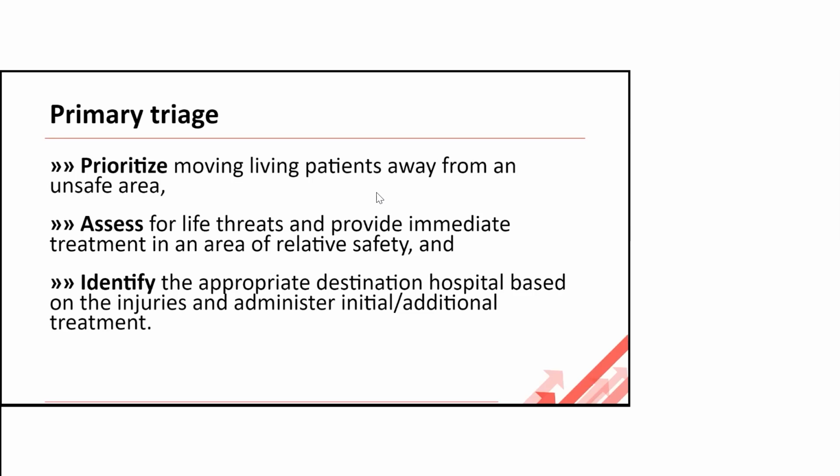And again, remember, as I mentioned, the third part, the most important part of triage beyond prioritization, identifying life threats and intervening for life threats, is transport. Transport decision making makes that difference because you need to make sure the patient gets to the appropriate hospital destination based on the injuries and then initial and additional treatment. So prioritize, assess, identify the right hospital for the patient.